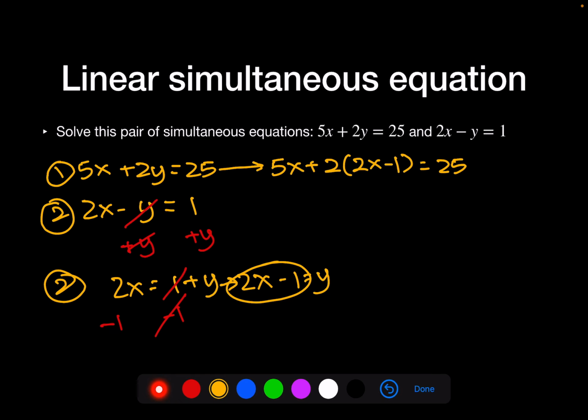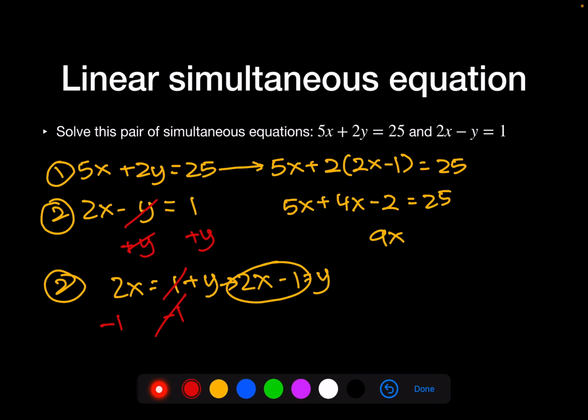Now we just have to expand the brackets. So we have 5x plus 2 times 2x is 4x. And then minus 1 times 2 is 2. And that gives us 25. And we just need to simplify this. So we have 9x from combining these two terms.